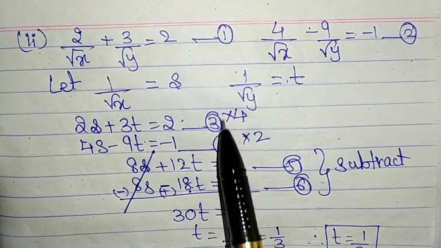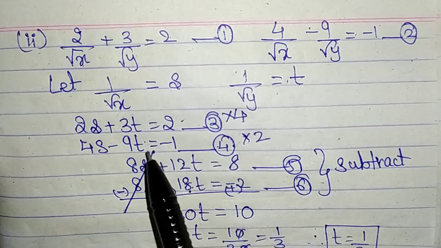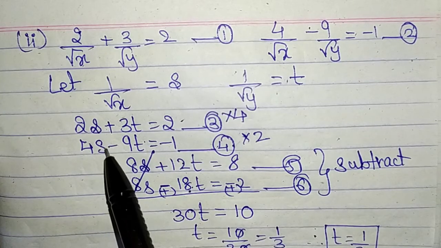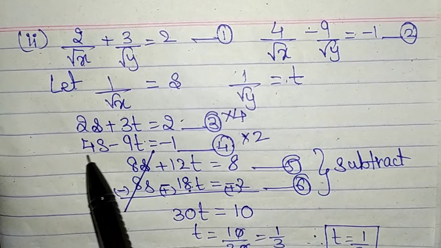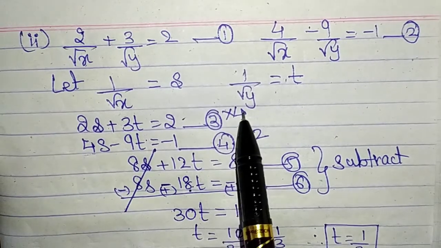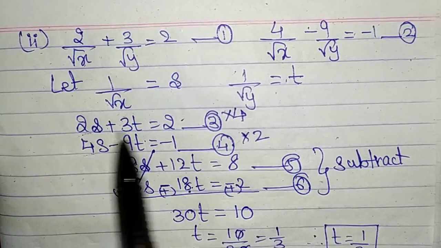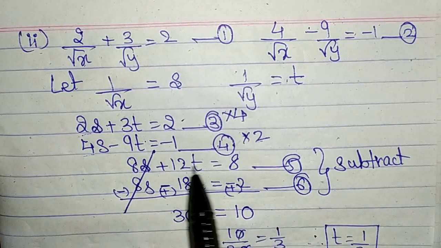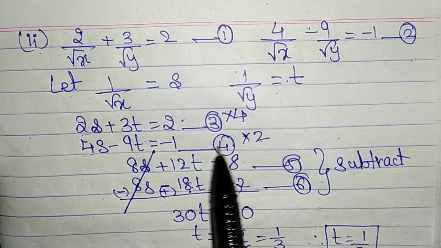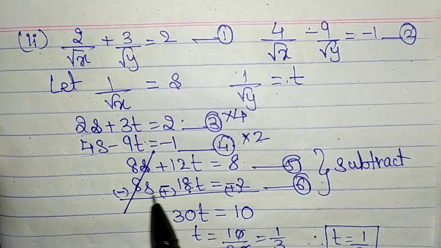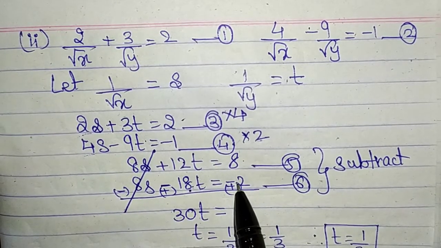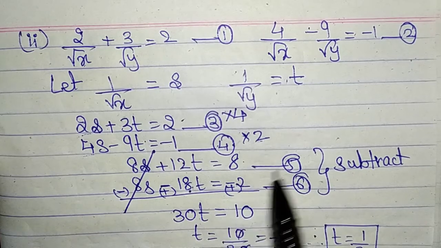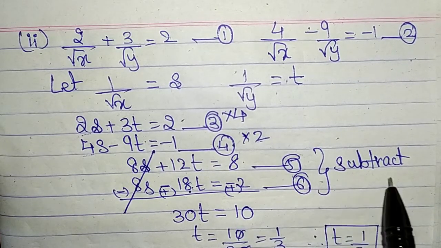So using the elimination method, we will cross multiply the coefficients. We are going to eliminate s here. So the coefficient is 4, multiply equation 3 by 4. The coefficient is 2, multiply equation 4 by 2. On rewriting, we get 8s plus 12t is equal to 8. And multiplying by 2, we get 8s minus 18t is equal to minus 2. So these are equations 5 and 6. We are going to subtract them.